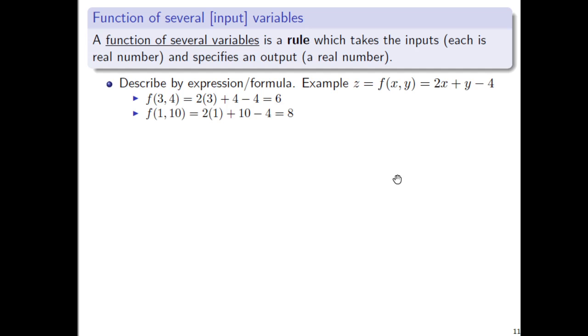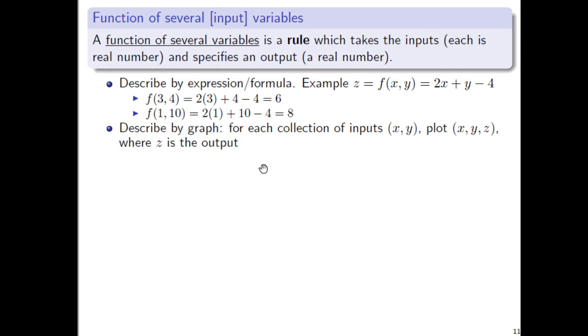Another example using this function, f of 1 comma 10. So x is 1, y is 10. Just follow the order, right? x comma y, so 1 comma 10. So 2 times 1 plus 10 minus 4. We can also describe a function like this by a graph.